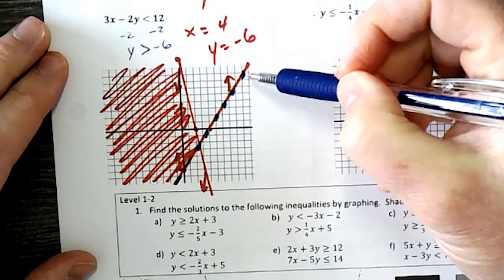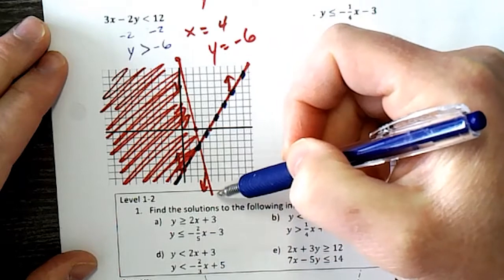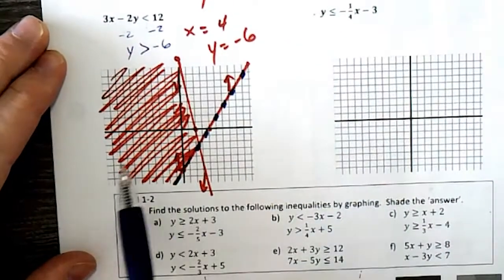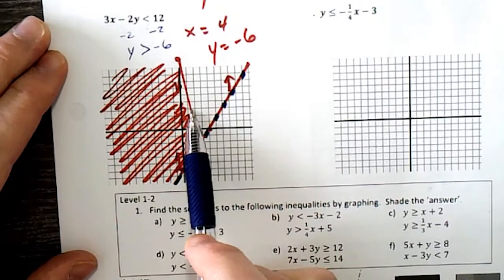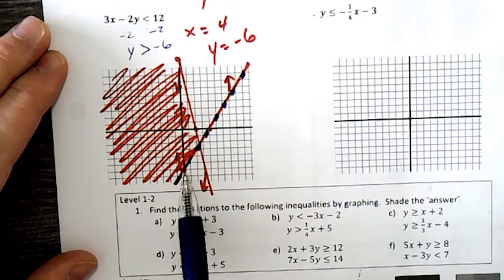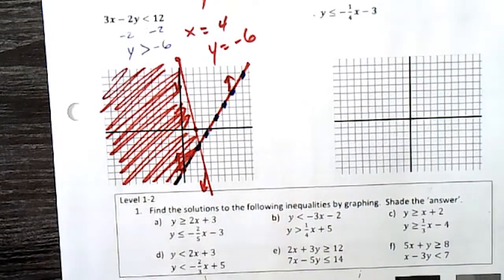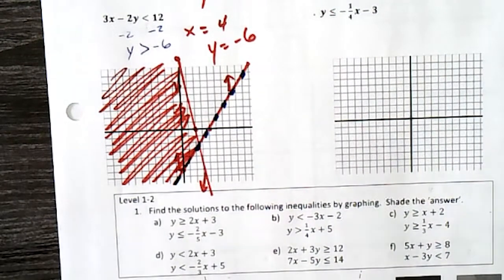And once you're done, this one's dashed, this one's solid. The solution is everything in here. Now keep in mind, the solution goes up to and touches this line, but does not touch this one. So different options for both. So try this one on your own if you haven't tried it. Graph it, and we'll check the answer.